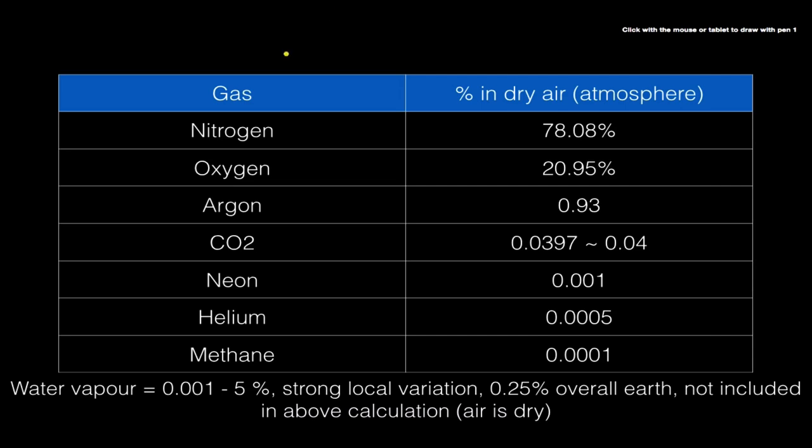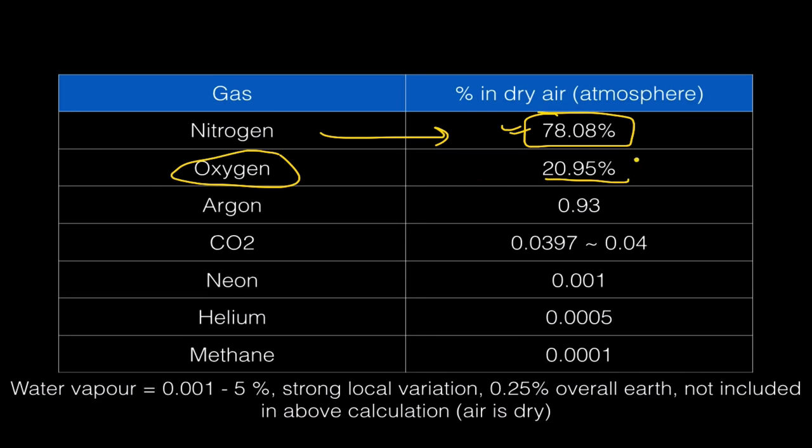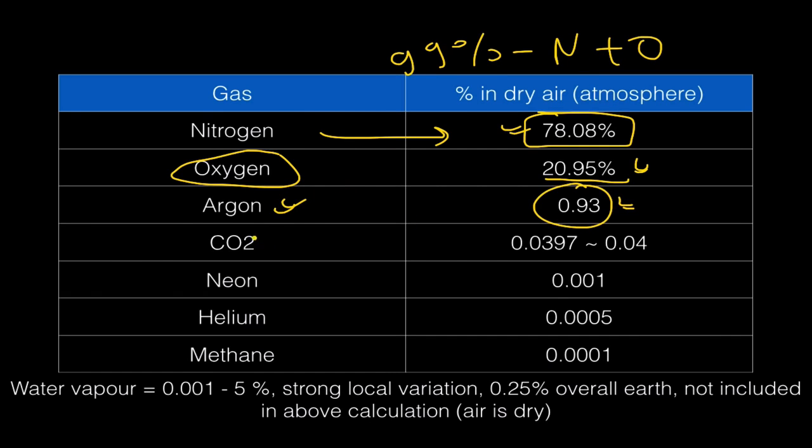So this is the composition. This is the perfect composition of atmosphere. This will not change in the coming 100 to 1000 years. Nitrogen is 78.08%. Obviously we know oxygen is 20.95%. So roughly 99% of atmosphere is made up of nitrogen plus oxygen. Argon is 0.93%. CO2 is 0.03 to 0.04% roughly.